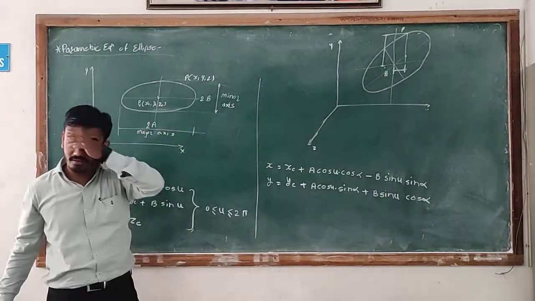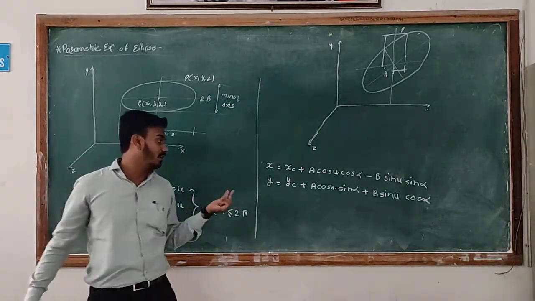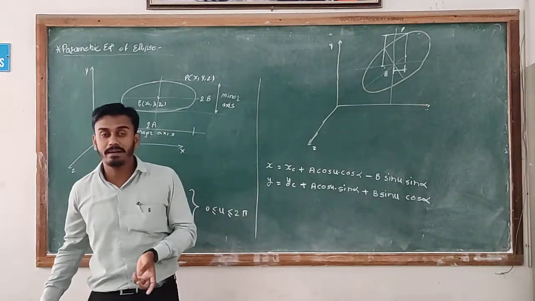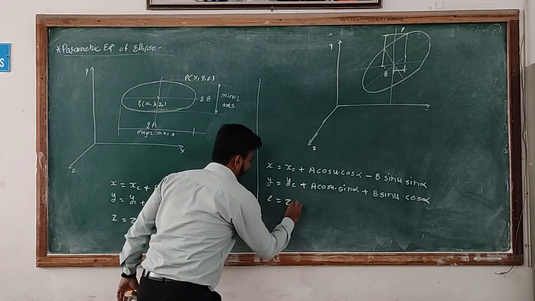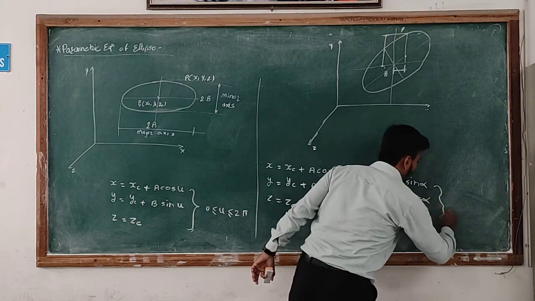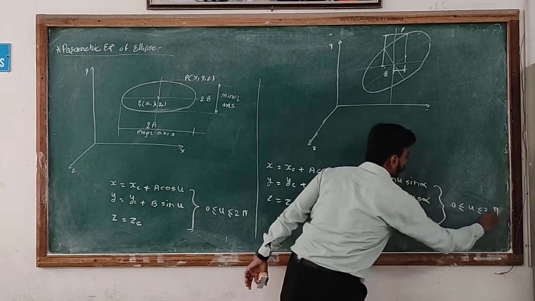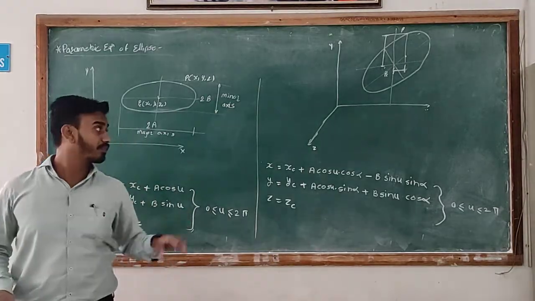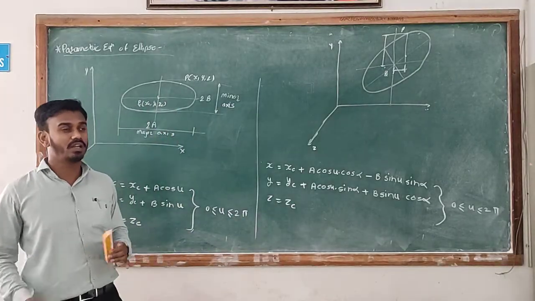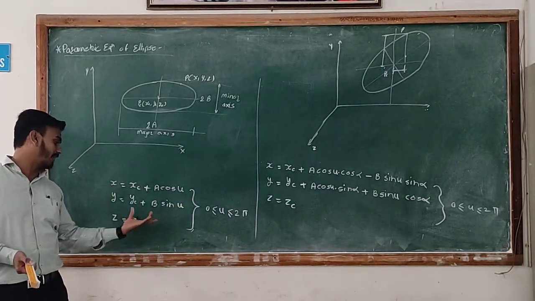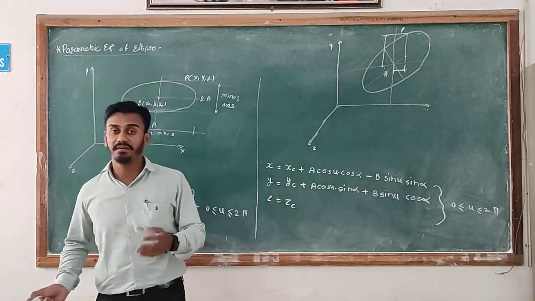If we put the value of alpha and u here, we will get the coordinates of this point. But here u is an independent parameter, its value is varied. Similarly, z is equal to zc, and the value of u here varies from 0 to 2 pi. So this is the equation of the ellipse when the ellipse is inclined at an angle alpha with the x-axis. This is the parametric equation of the regular ellipse, and this is the parametric equation of the ellipse inclined at an angle alpha with the x-axis.